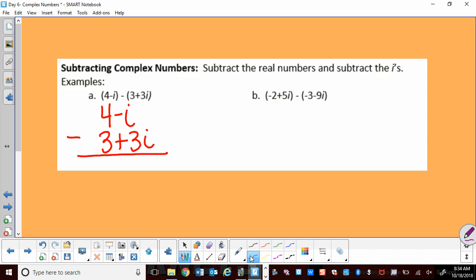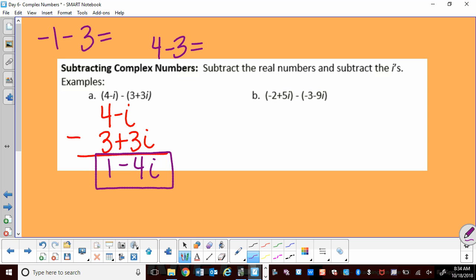To the side, I'm going to do my imaginary numbers first. So that's negative 1 minus positive 3. What do we get with negative 1 minus 3 for my imaginary numbers? Negative 4i. Yeah, be careful with those signs. And then I have 4 minus 3. That would be 1. My answer here is 1 minus 4i.